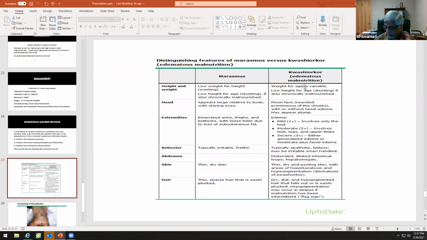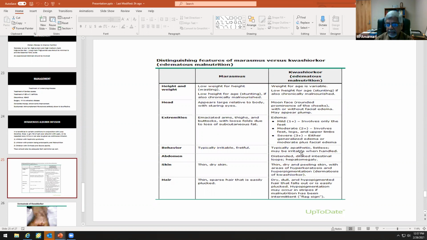They may actually look like they are nourished. They may have a big head and big face, like his moon face, and prominent cheeks. They may even have facial edema, but they may appear plump because they do get a lot of carbohydrate, not much protein. But the edema can be variable, from mild, only in the feet, all the way to generalized edema. Our patient probably falls into moderate because he has edema in his feet and legs as well. So that's the group that he falls into.